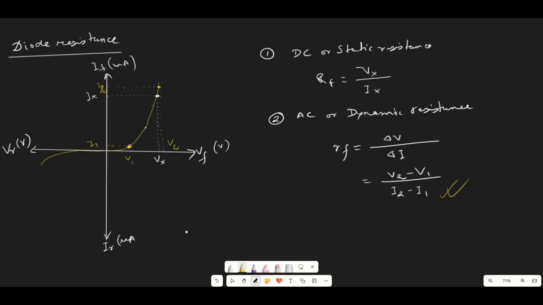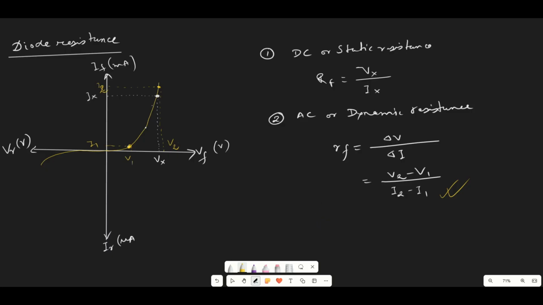Now this value will be almost similar in any region of the diode characteristics, since we are considering a difference between two values, and those two values we consider very far apart from each other. So this is called the AC or dynamic resistance.